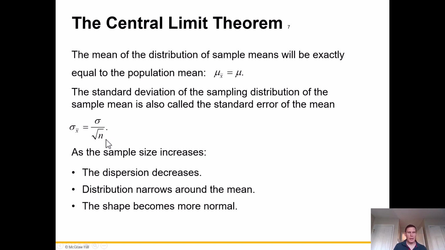What do I really want you to know? As the sample size increases, the dispersion decreases. You notice how the more we added into the sample, the more it was becoming clustered around the mean. That ties us into the next point: the distribution narrows around the mean, and the shape becomes more normal. When we say normal, I know that sounds weird, but we're talking about the normal distribution, that bell curve. So that's pretty much the idea of the central limit theorem.